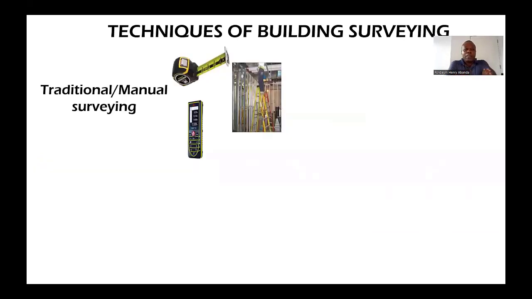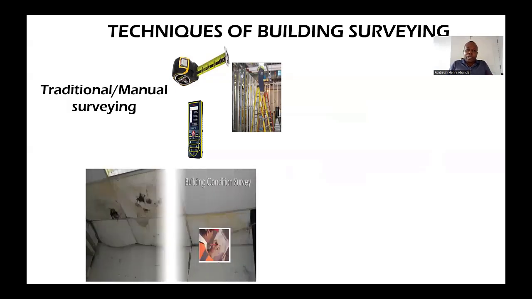Now, I've said traditional slash manual or manual surveying. And in this type of surveying, we literally use our eyes and then we go around the building or property. Okay, we might use things like a tape to do some measurements and to identify defects. So that's a typical defect there on that roof, where we may see it visually and go around the building.